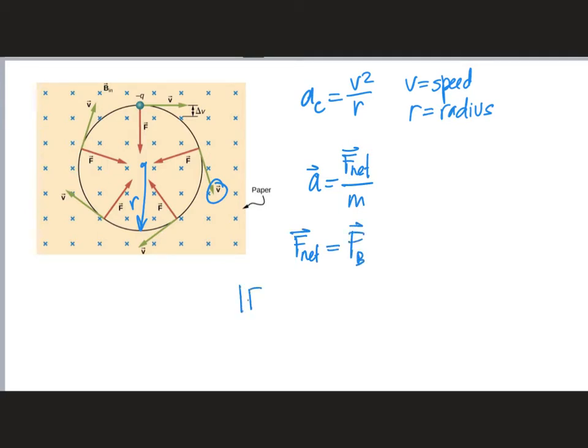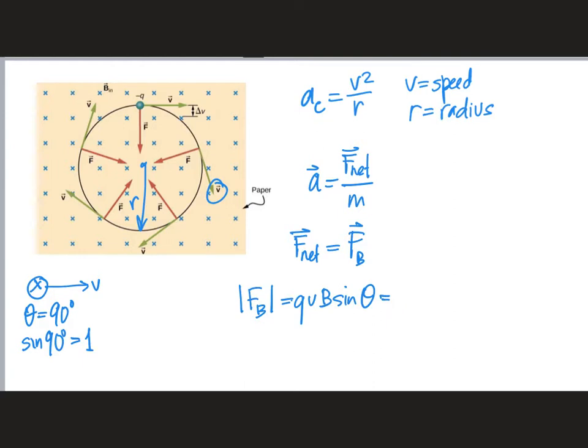And the magnitude of the magnetic force is equal to QVB sine theta. Now, theta is the angle between the velocity and the magnetic field. So the magnetic field is into the page, and the velocity at any point is in the plane of the page. So at every point, the velocity is perpendicular to the magnetic field. That means theta is 90 degrees, and sine of 90 degrees is just 1.